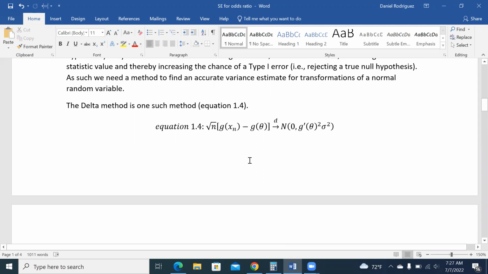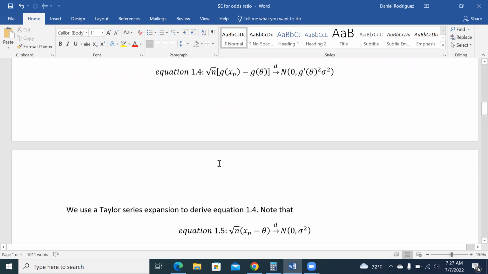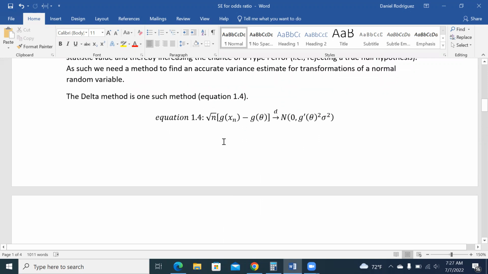So we use the delta method in order to correct our standard error, correct our variance actually, to make sure that we have the appropriate sampling standard error, right? So we can have more accurate test statistic results. So here is our equation for this, the delta method, right?